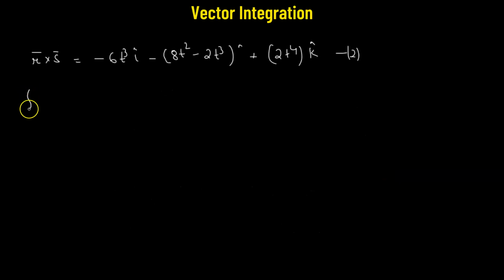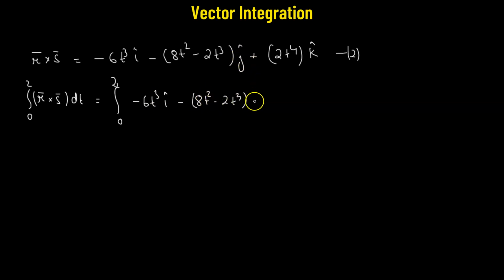So we'll take the integral going from 0 to 2 of the cross product between vector r and s with respect to t. So that simply equals the integration going from 0 to 2 of negative 6 t cubed i cap minus 8 t squared minus 2t cubed j cap plus 2t raised to the power of 4 k cap, integrated with respect to t. So what we'll do, we'll integrate term by term, and we are going to integrate each of the components of the vector.